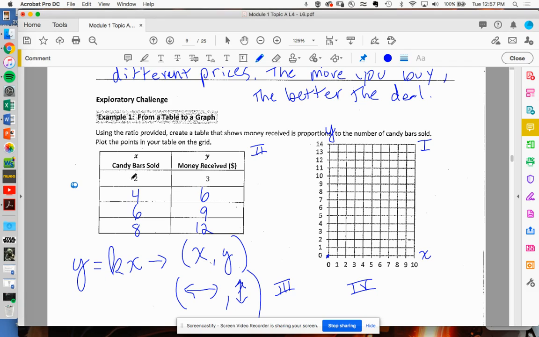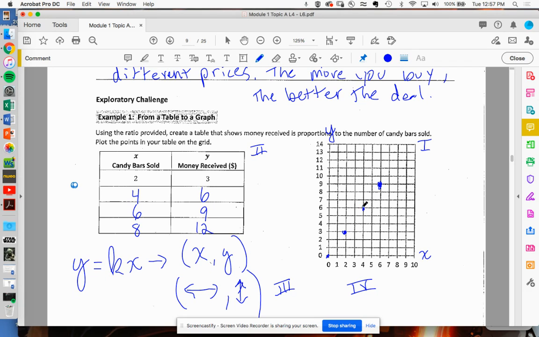Then we're going to plot over 2, up 3. We go over 2, and we go up 3. Put a point right there. Okay? Then we're going to plot point 4, 6. I skipped that one. Go over 4, up 6. Then we'll do 6, 9. Go over 6, up 9, which gets kind of tough, especially looking on a big screen.